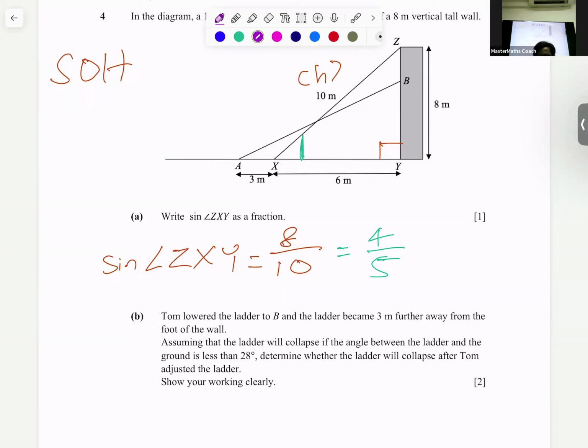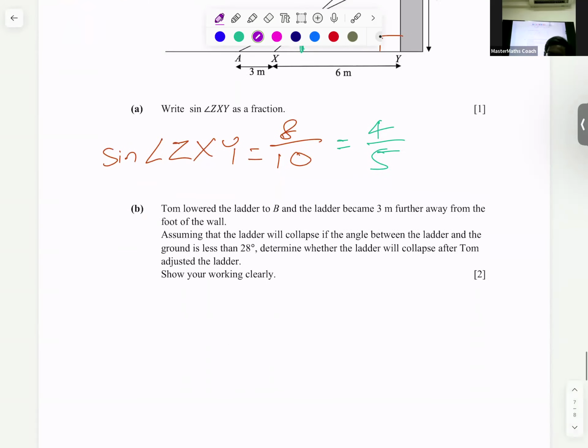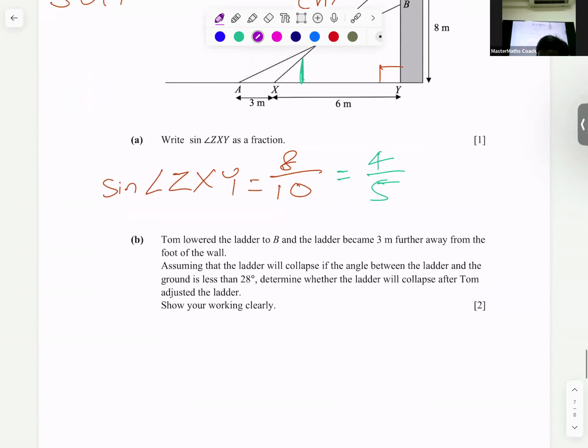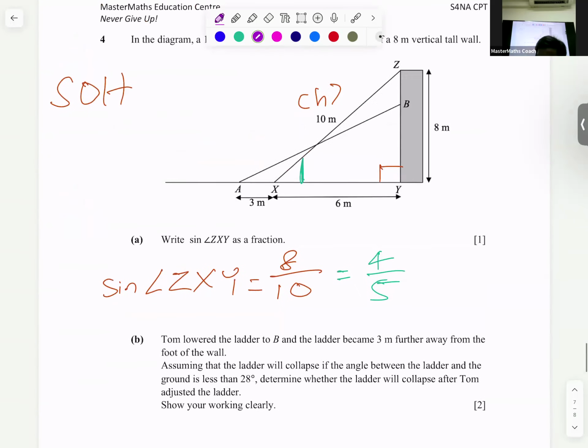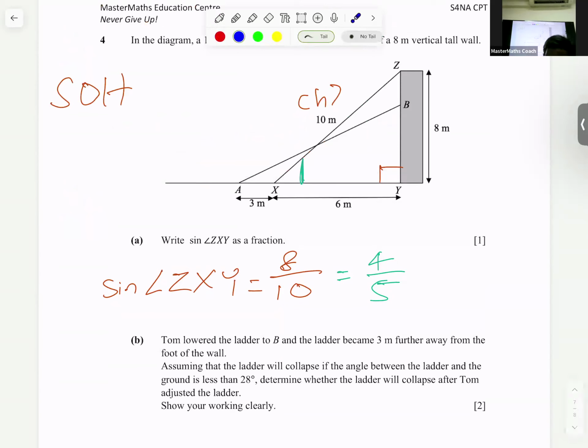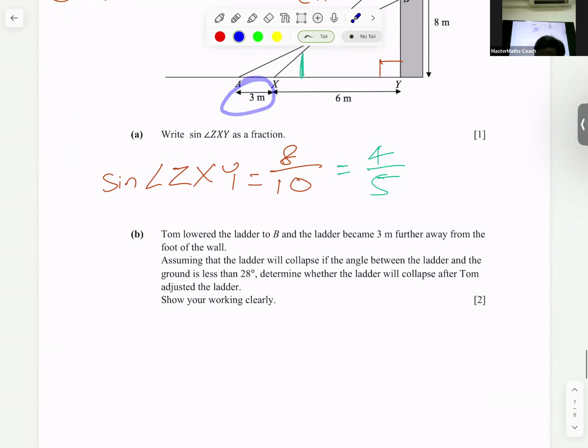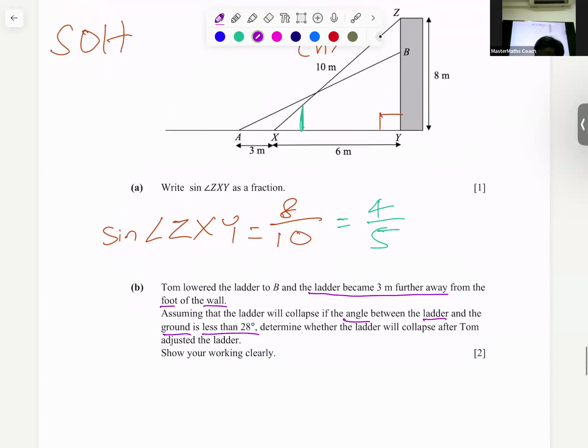Okay, Tom lowered the ladder to B, and the ladder became 3 meters further away from the foot of the wall. So he lowered the ladder from here all the way to B, so that's why you have this extra 3 meters of distance. Assuming the ladder will collapse if the angle between the ladder and the ground is less than 28 degrees, determine whether the ladder will collapse after Tom adjusted the ladder.